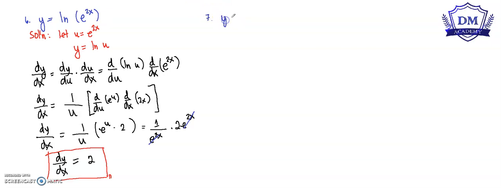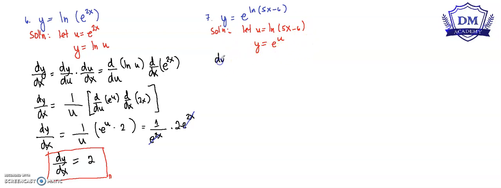Okay, let's have this one. Function y is equal to e raised to the ln of 5x minus 6. Okay, our solution here is we will let u again be equal to the ln of 5x minus 6, and our function of y here is e raised to u.